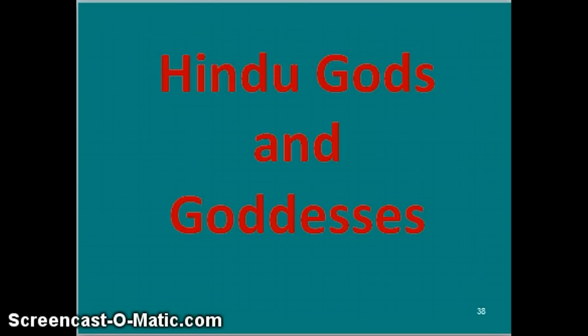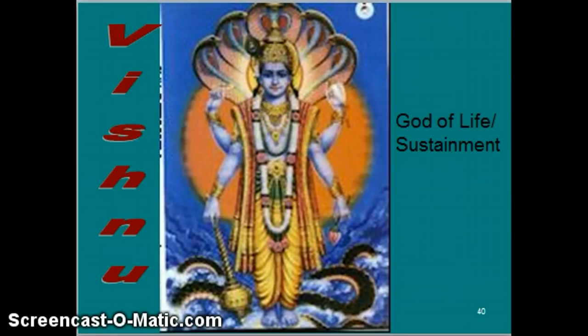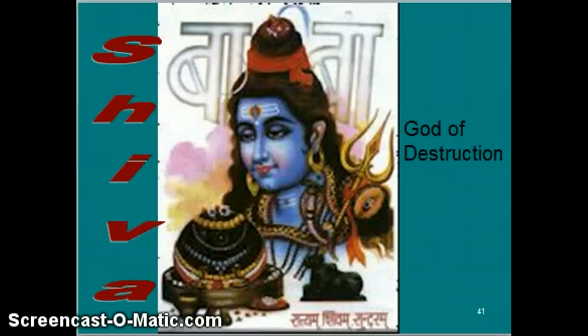Here are Hindu gods and goddesses. Just a few examples. Like I said, there are hundreds, but here are a few. Brahma is considered to be the god of creation. This is not known that Brahma looks like this, but this is one artist example. They believe that Brahma is a three-headed god. Vishnu is another god, a god of life or sustainment. Just a few others. Shiva is the god of destruction.